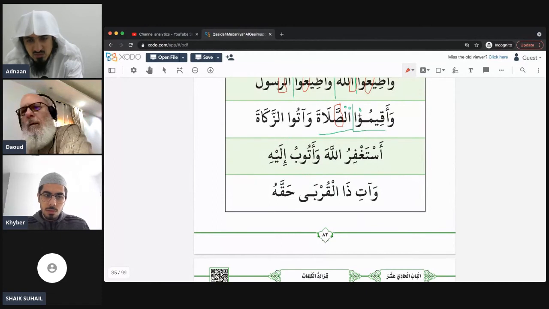We can't pronounce it with a waw. So we go all the way back to this meem. This meem here has a dhamma. So now when we want to join this word and this word, we'll jump straight from here to here. وَأَقِيمُ الصَّلَاةَ. Straight from the meem we jump.